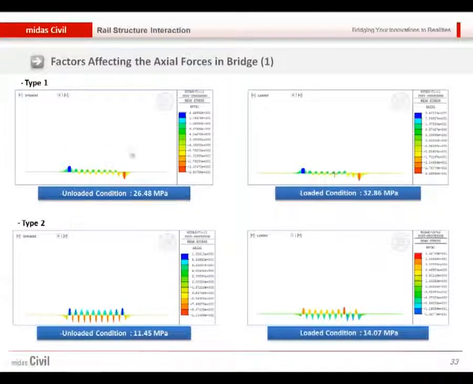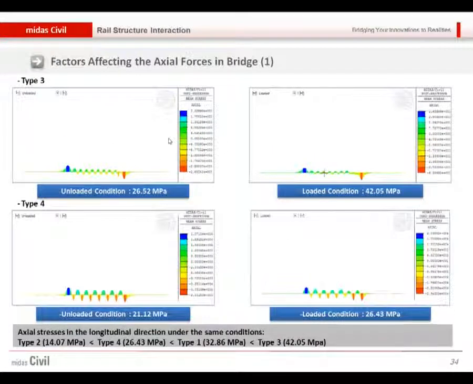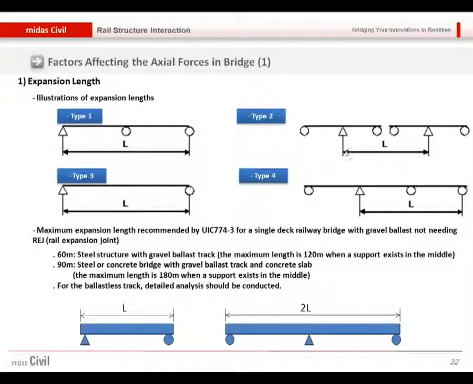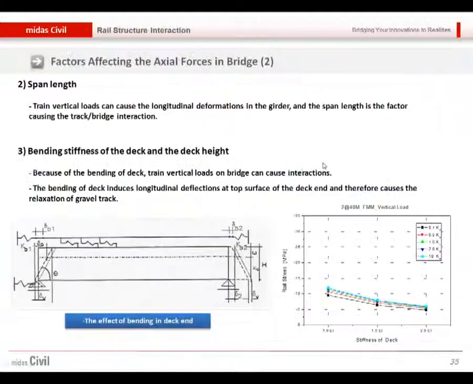If we compare the results for types 1, 2, 3, 4, in this case type 2 has the smallest axial stress, as you can see from those values. Type 2 was this one. Since this is the fixed support, it will have movement only over this length. Due to this factor, this will have the smallest axial stress. So depending on the expansion length, we will see quite different results of the axial force.